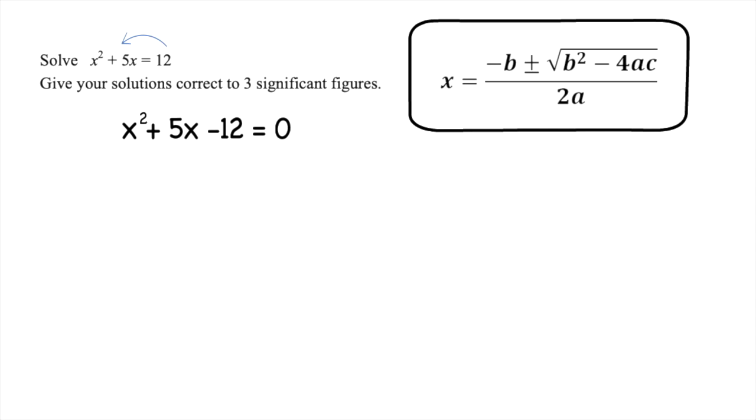Then I can assign what A, B, and C are. A is what is in front of the x squared, which is 1. B is whatever is in front of x, so positive 5. And C is the number at the end, so minus 12. The next thing we're going to do is write out our formula, but we're going to replace A, B, and C with the numbers that we've just assigned them.